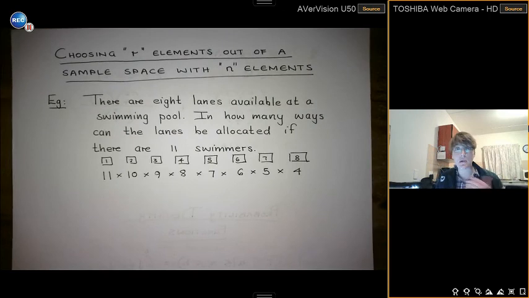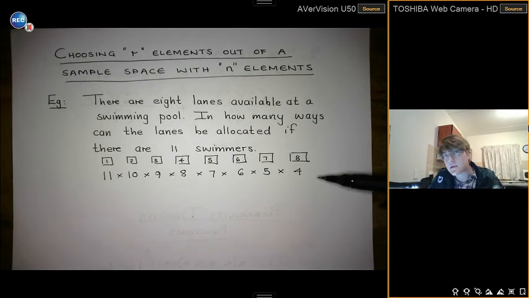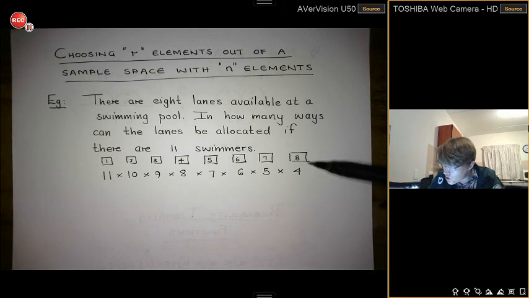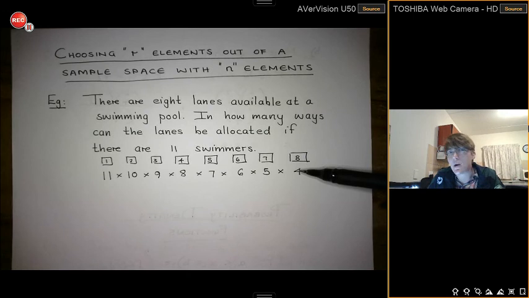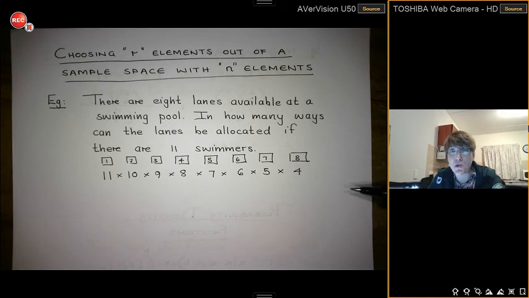Okay, so we're still multiplying, but we have to realize that because we have too many elements to allocate in these available spaces, I am going to stop before I reach 1. So sometimes factorial notation is not enough, because factorial notation will always run all the way to 1. It will only stop when it gets to 1. Whereas this particular one needs to stop at 4 because I've run out of space.